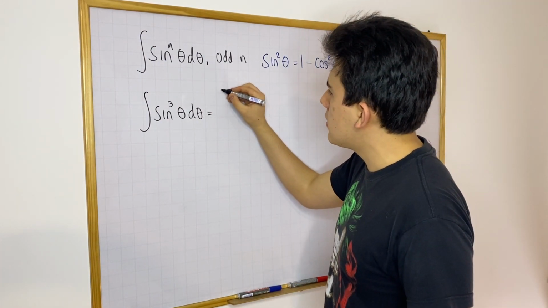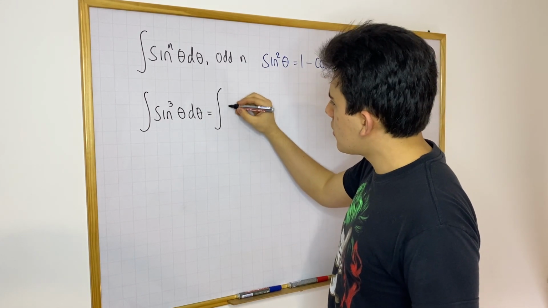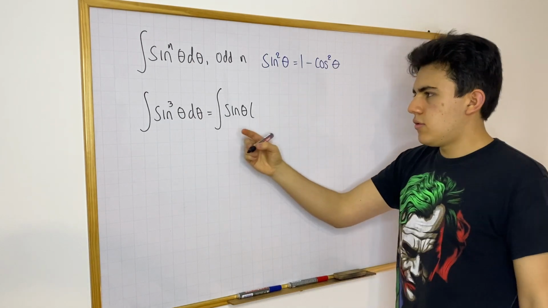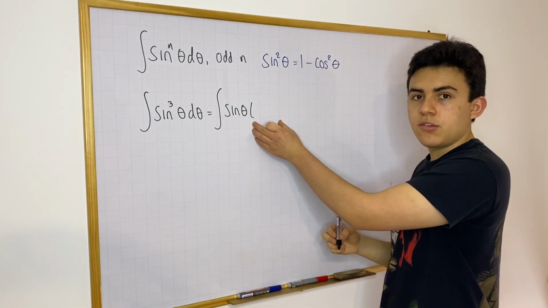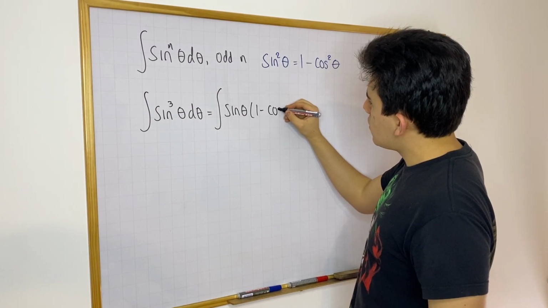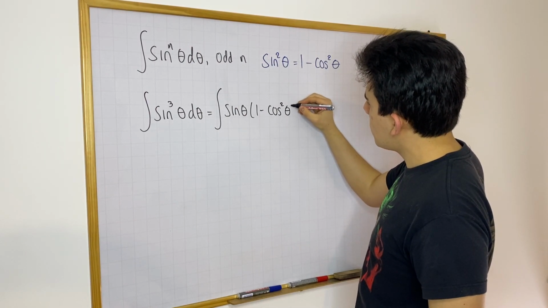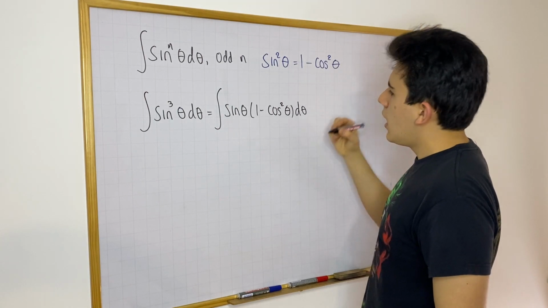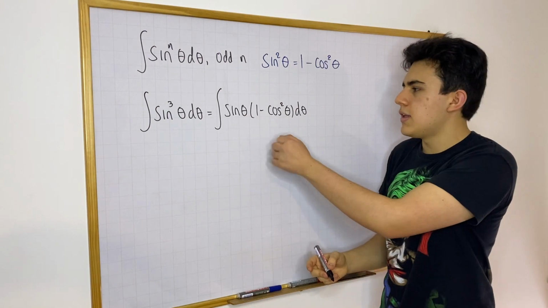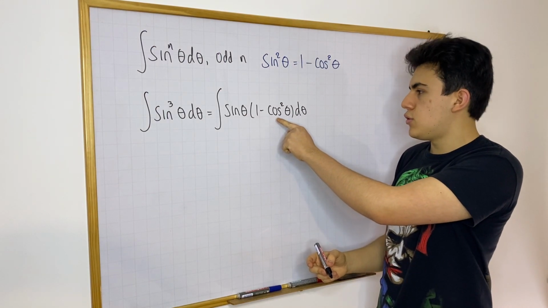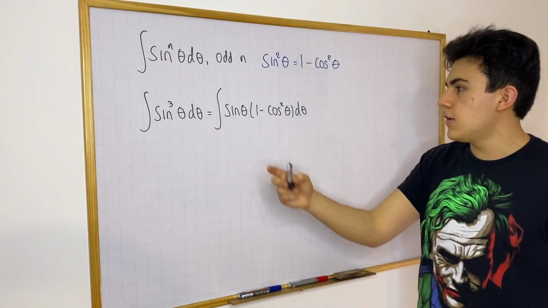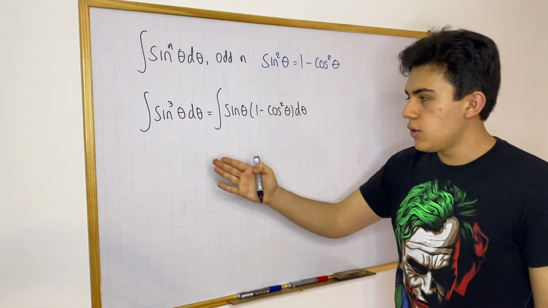So you get this: sine theta, to keep the integrand the same, times sine squared. We know sine squared is going to be 1 minus cosine squared theta d theta. And now look at this integrand. Hopefully you can notice that if you let u be equal to cosine theta, then you could simply use substitution to solve this integral, and you get an answer for sine cubed, okay?